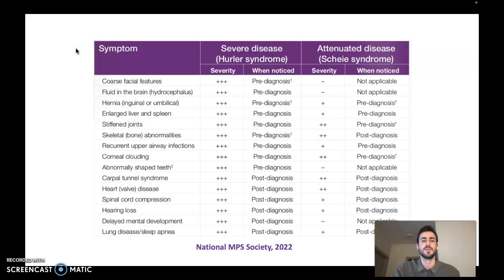And so we see all of these different symptoms and how patients with Hurler syndrome have all the symptoms present and in their most severe forms. The more plus signs you have, the more severe the symptoms. And Scheie syndrome here is where not all the symptoms are present, and they're not all in their most severe forms. And Hurler-Scheie would fall in the middle here. It's just so variable that it was difficult for them to make a chart.